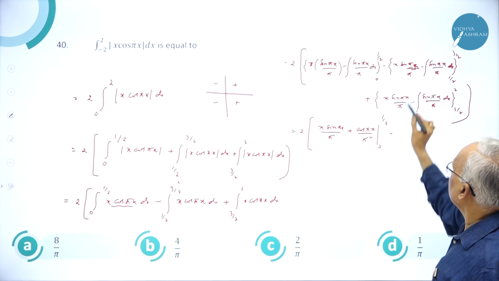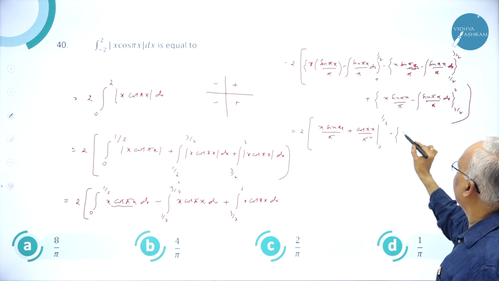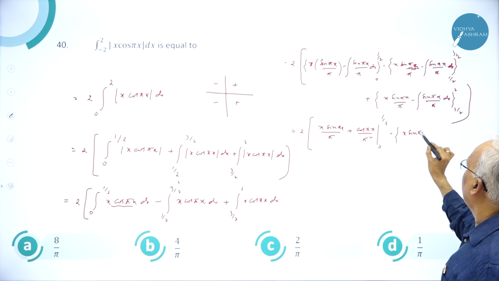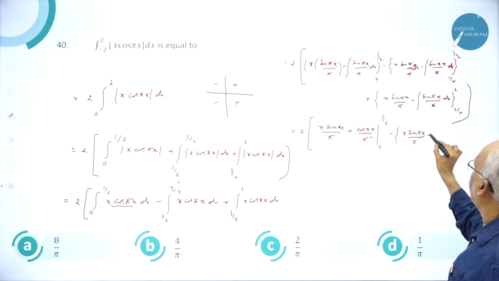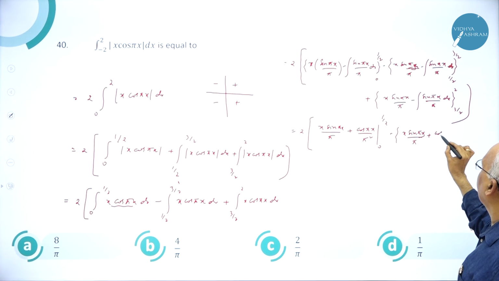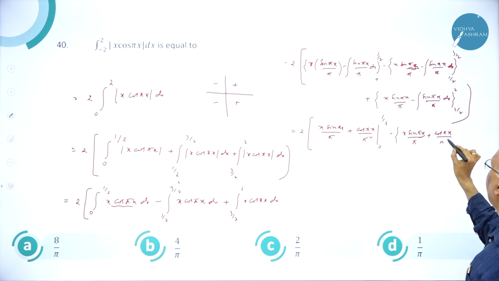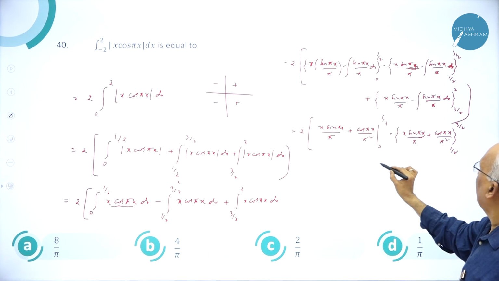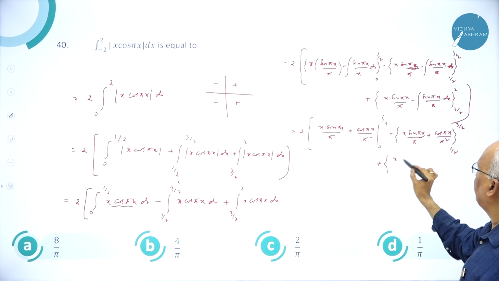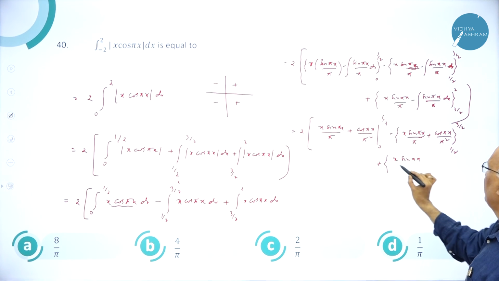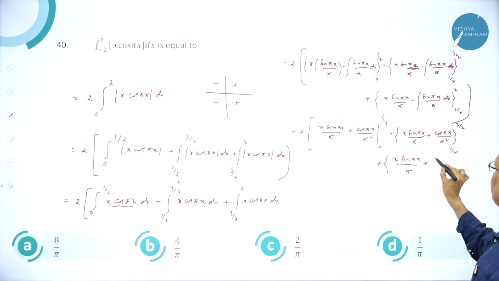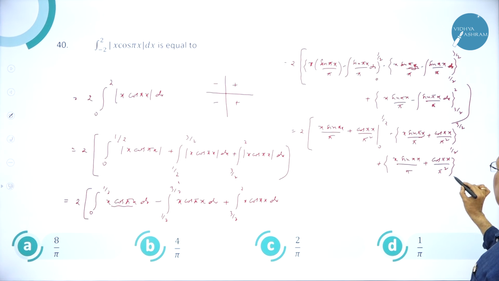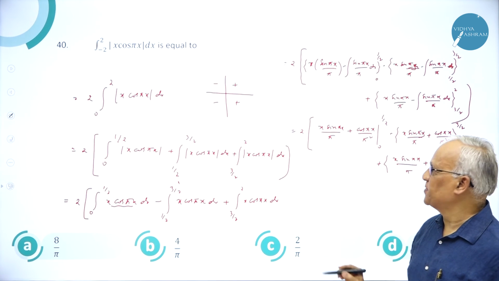Minus, again the same thing, x into sin pi x divided by pi plus cos pi x divided by pi squared between 1 by 2 and 3 by 2, and plus x sin pi x, same thing you can repeat, you can write quickly, x sin pi x by pi plus cos pi x divided by pi squared between what? 3 by 2 and 2. Now you have to substitute very carefully.